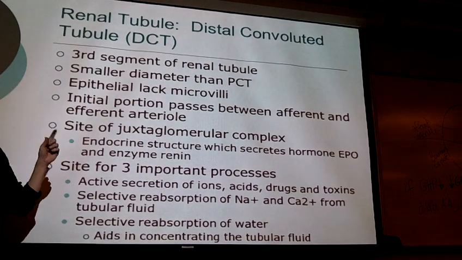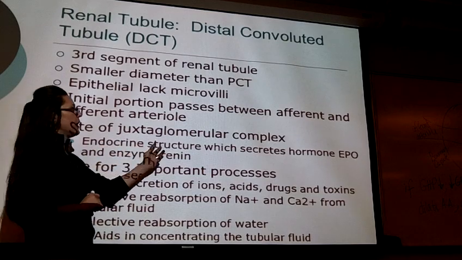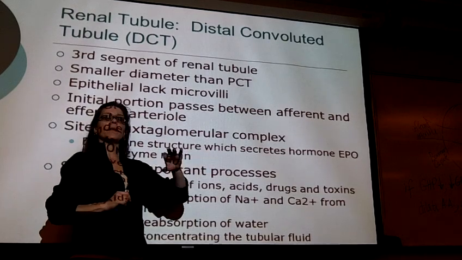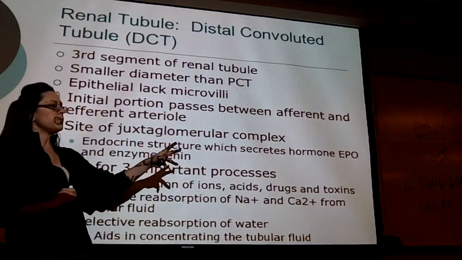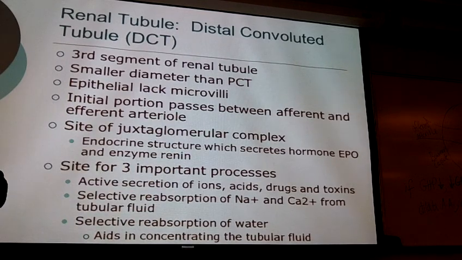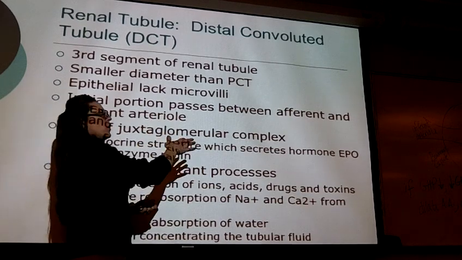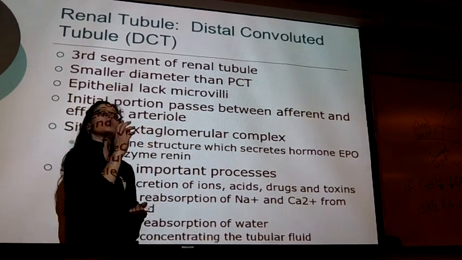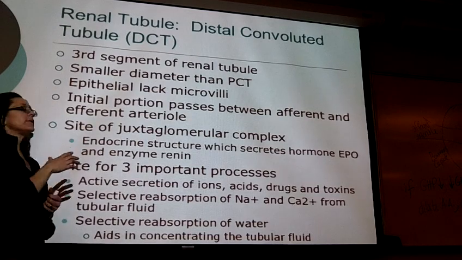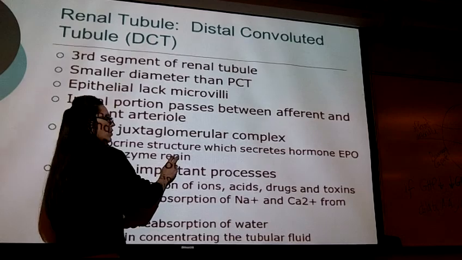Remember, EPO is erythropoietin. That hormone is released when oxygen levels throughout the body start to drop. EPO goes to the bone marrow and ramps up red blood cell production. It also releases TPO, which causes more platelets to be produced. And this structure releases an enzyme called renin.